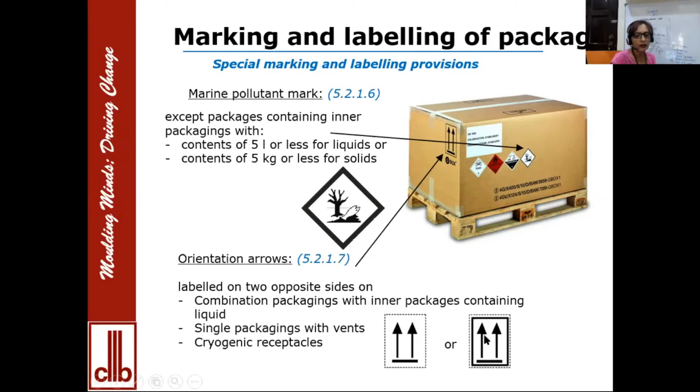Now, you also have these orientation symbols, and these only appear when there is a combination package where the inner package is for liquid cargoes. So it appears for those kinds of packaging, as well as packagings that are single packages that have vents in them, or the cryogenic packages, which means the receptacles that are used for gas.